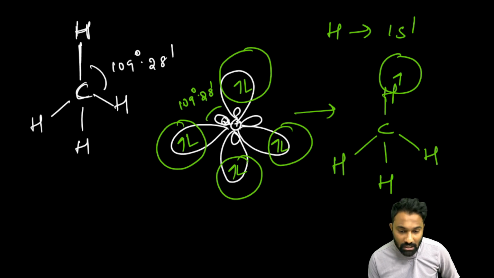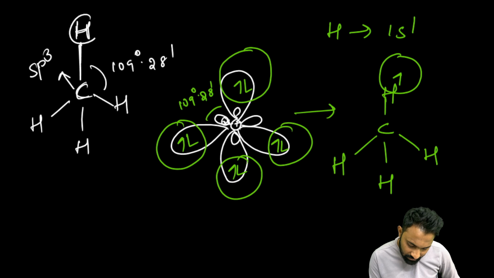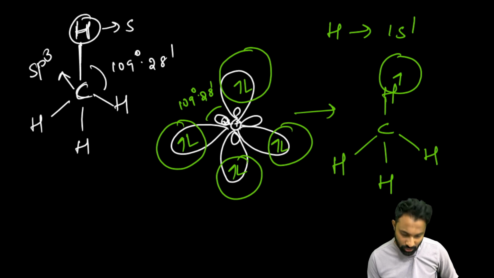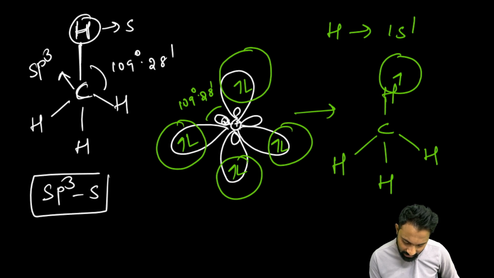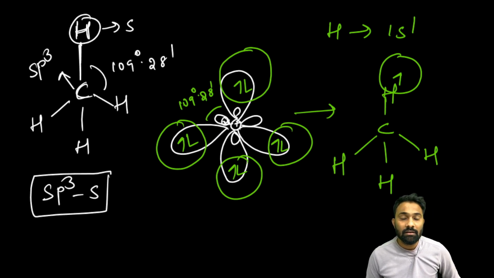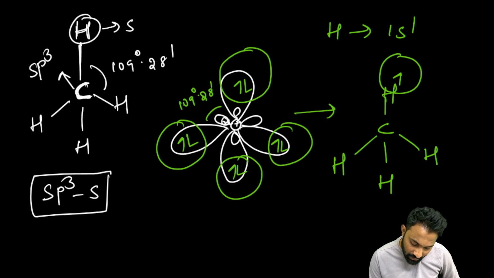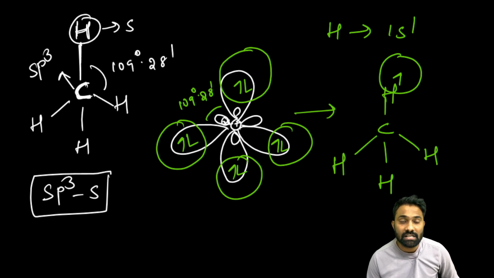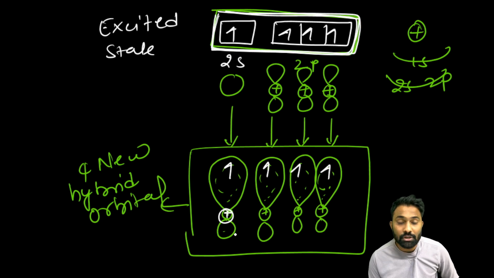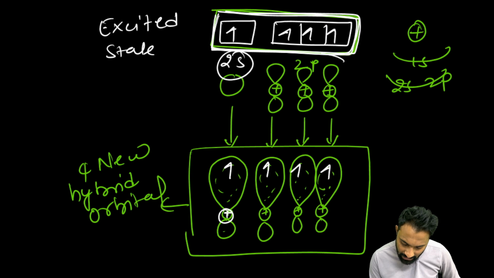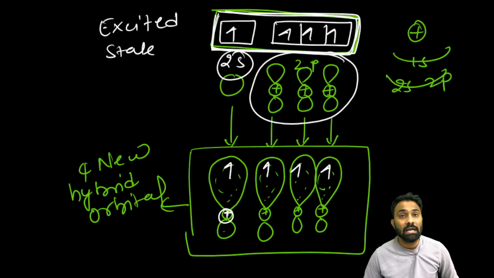Done. Then they will ask what is the overlapping between this carbon and the hydrogen. This carbon's hybridization is sp3 and the hydrogen orbital is s, so this bond is formed by the overlapping of sp3 and s. Clear? Sir, how did this carbon get sp3 hybridization? Now you see, how many orbitals intermix to give the new hybridized orbital? 1s and 3p, right? Only 1s and the 3p orbitals intermix to give the sp3 hybridized orbital.